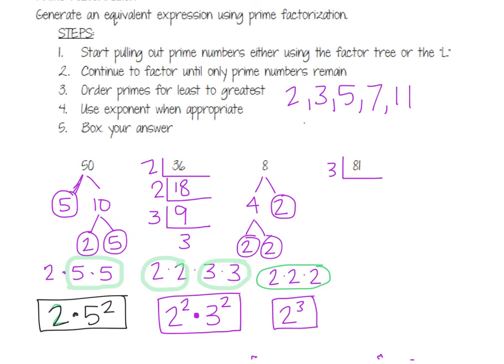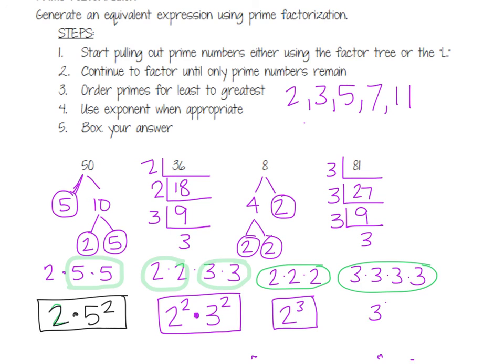So when I pull out a 3, it will go in there 27 times. I can pull out another 3, I have 9. I can pull out another 3, I have 3 remaining. So there's nothing left, that's all primes, so I have 3 times 3 times 3 times 3. That 3 is repeated 4 times, so I have 3 to the 4th power.